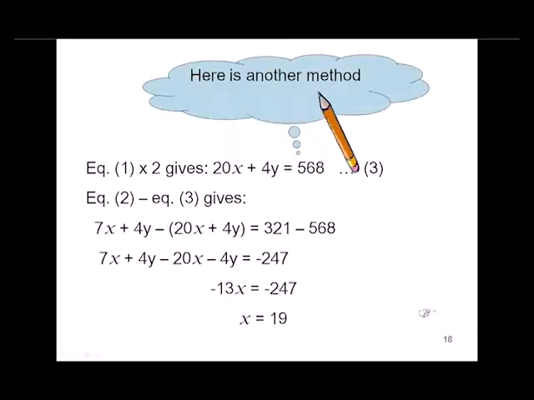Here is another method. Equation 1 multiplied by 2 gives 20x plus 4y equals 568. Equation 2, take equation 3, gives 7x plus 4y, take 20x plus 4y equals 321, take 568. 7x plus 4y, take 20x, take 4y equals negative 247. Negative 13x equals negative 247. x is equal to 19.